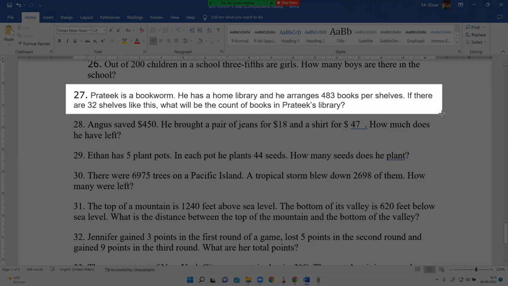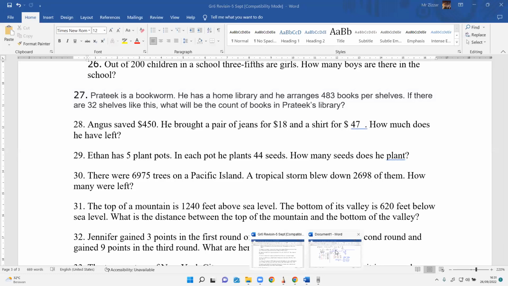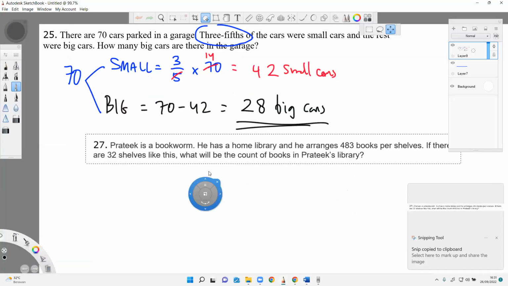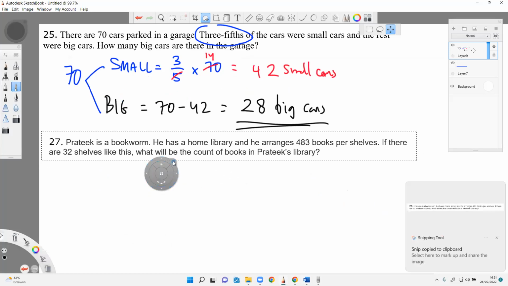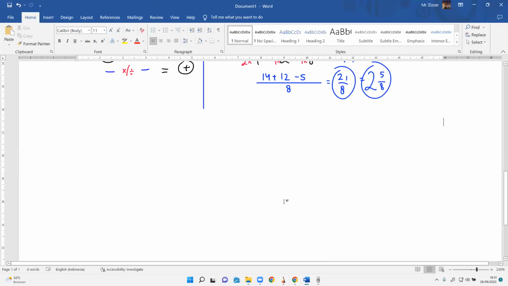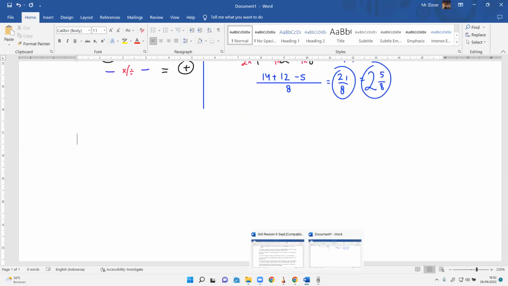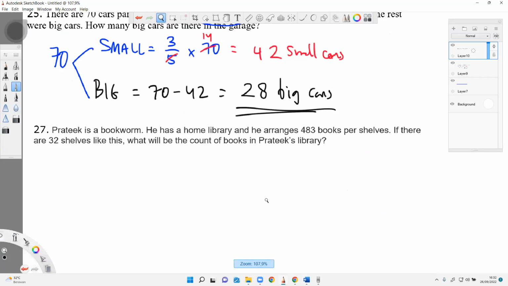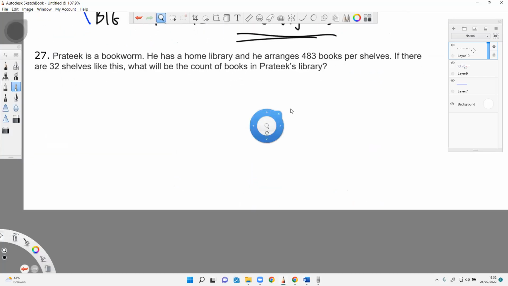Pratik is a bookworm. He reads books a lot. He has a home library and arranges 483 books per shelf. If there are 32 shelves like this, what will be the count of books in Pratik's library?